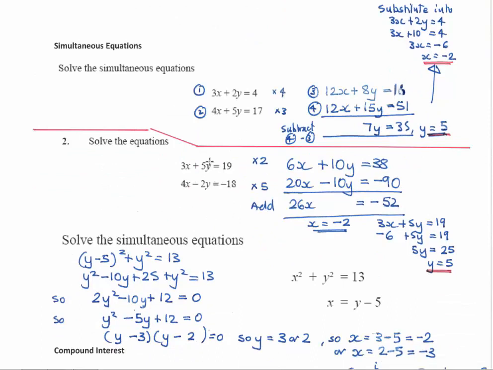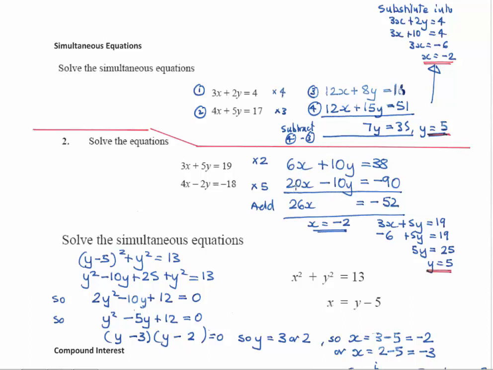Here, I've got y and y here, and I notice that one is positive and one is negative. So they're the ones I'm going to make the same, because it makes life easier to do it that way. So to make these the same, I'm going to multiply this by 2, and I'm going to multiply this by 5. 2 lots of that is 6x, 2 lots of that is 10y, 2 lots of that is 38. 5 lots of that is 20x, 5 lots of that is minus 10y, and 5 lots of that is minus 90. Now because that is positive and that is negative, when I add them together, they'll disappear, and that's why I did it.